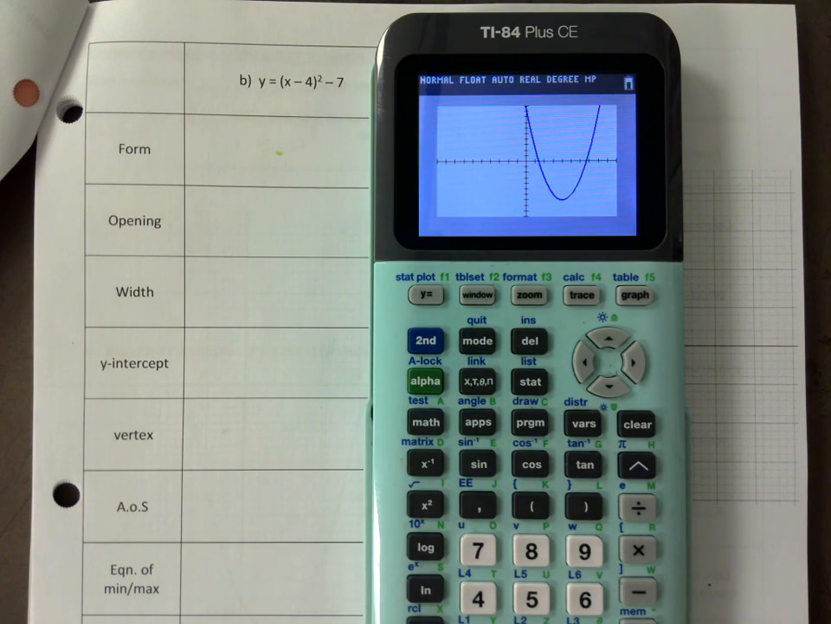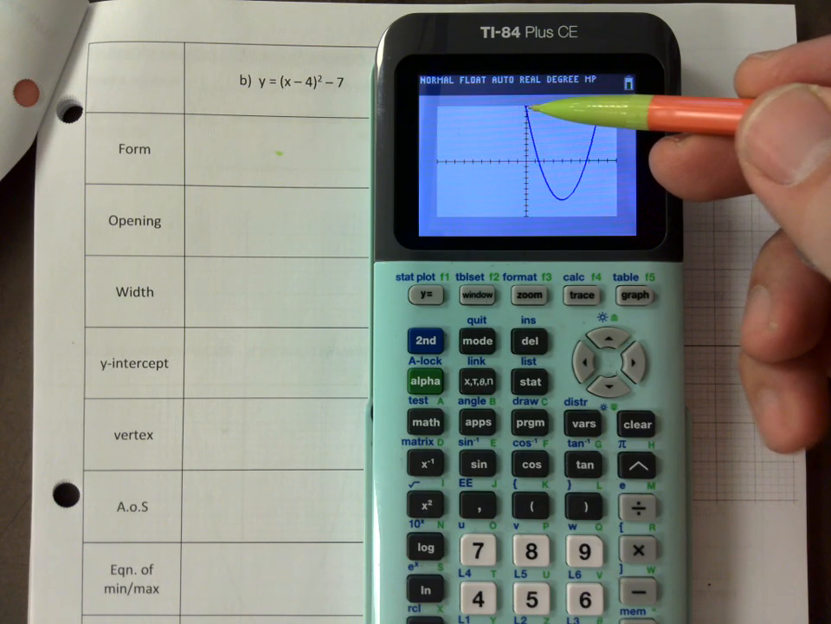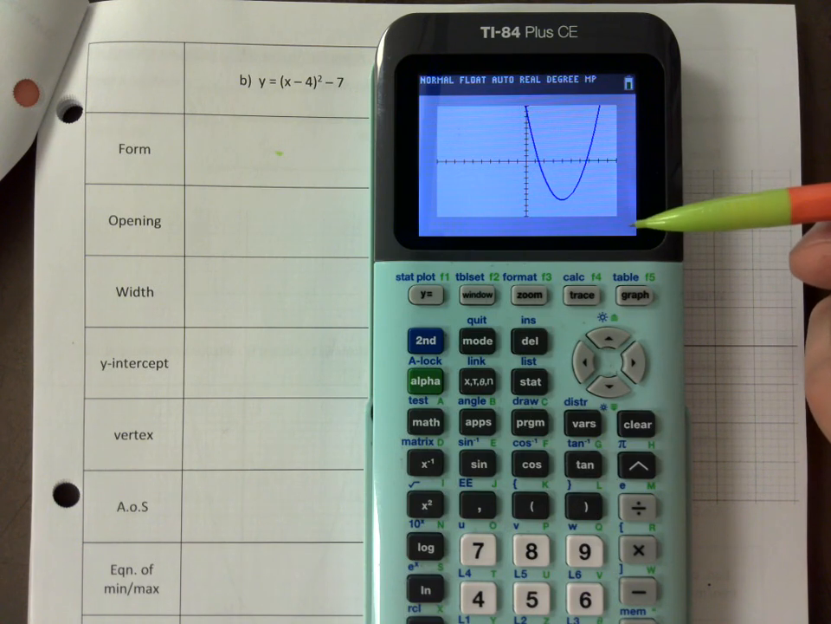Mr. Dixon, how do you know? I've got both x-intercepts, I can kind of see my y-intercept, and I see the vertex, so I'm good to go. That's what you're looking for.